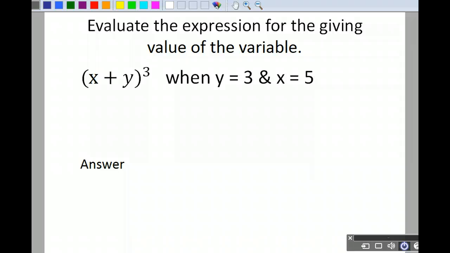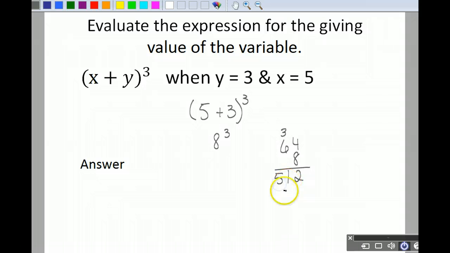Evaluate the expression for the given value of the variable when we have x plus y cubed when y is equal to 3 and x is equal to 5. So now I have x is 5 plus y, which is 3, and all of this is cubed. Take care of what's inside parentheses first. So now I have 8 cubed. 8 cubed means 8 times 8 times 8. So 8 times 8 is 64. 64 times 8. 4 times 8 is 32. 6 times 8 is 48. 49, 50, 51. So that gives me 512.